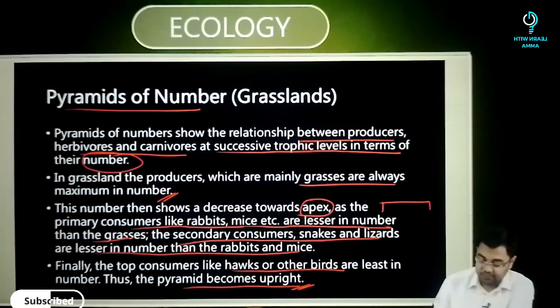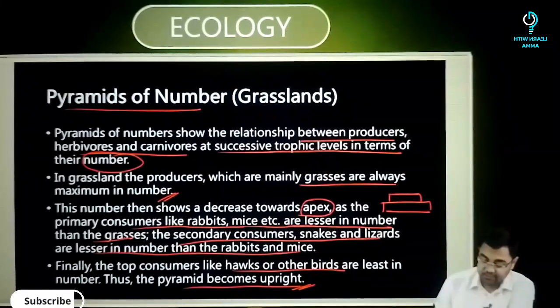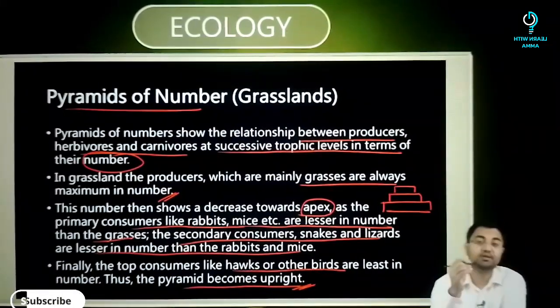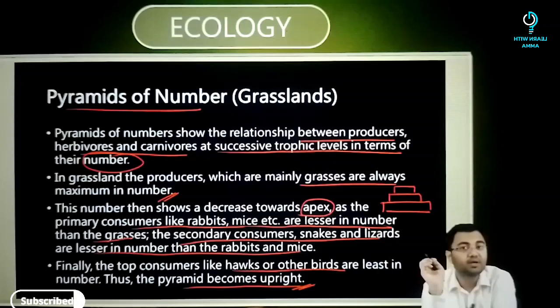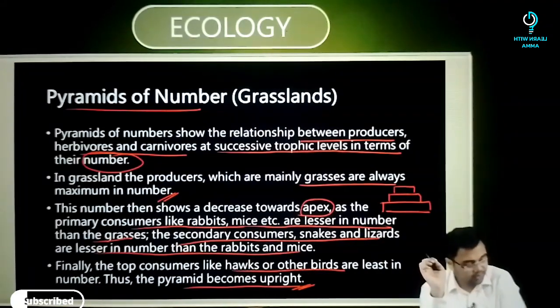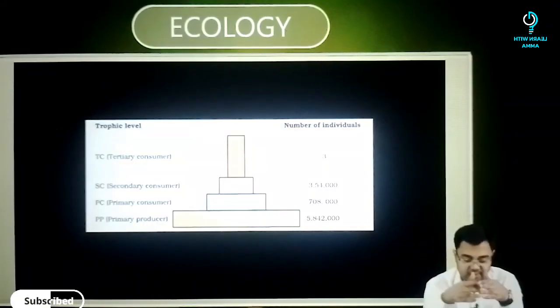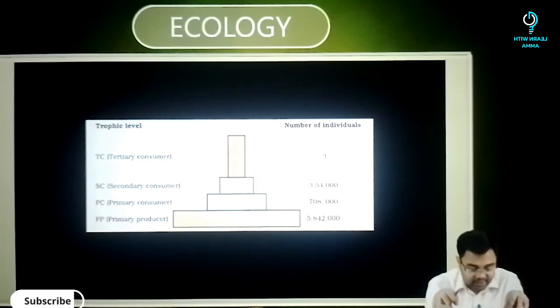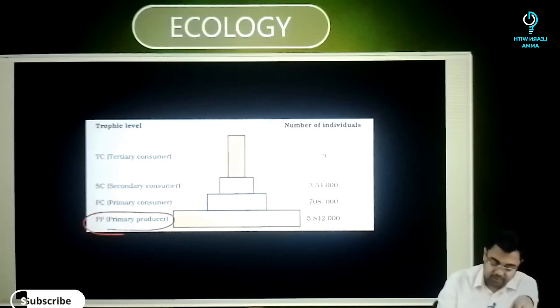So you have a number of producers, then you have primary, then you have secondary consumers like this. So the number keeps on decreasing. If you look at this particular picture, you will get an understanding of it, that first of all you have the primary producer.